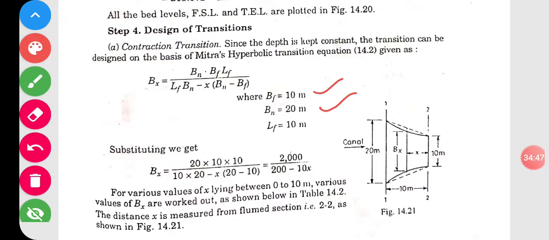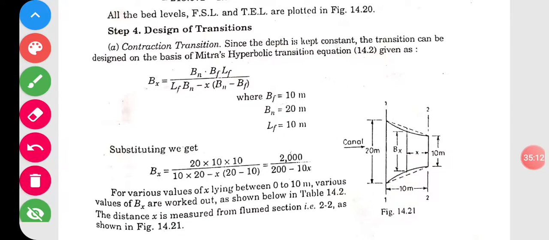Lf is equal to 10 meter, that is the length of the flume, the transition, the length of the contraction. See this one, Lf is this one in this figure, the length of that. So substituting, all these things are substituted, and Bx you have to find. What is Bx?